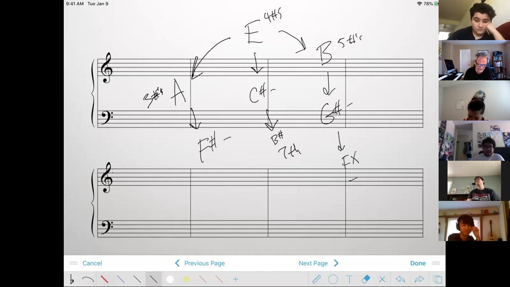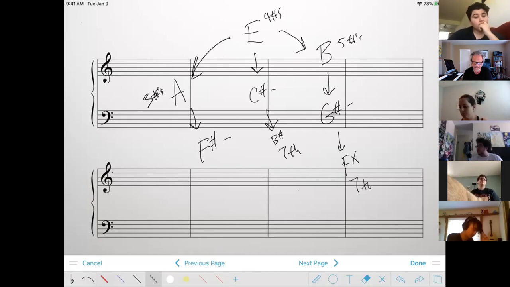That's the seventh of G sharp harmonic minor. Correct. That means that chord is going to have an F sharp, F double sharp fully diminished 7 in it.